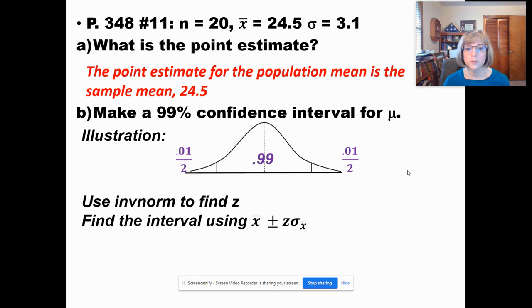To make a 99% confidence interval for the population mean, we take our 99% out of the middle. That leaves us with 1% left over, but it has to be split evenly in these two tails. Now we're going to use inverse norm, or we can use Desmos to find our z-score.